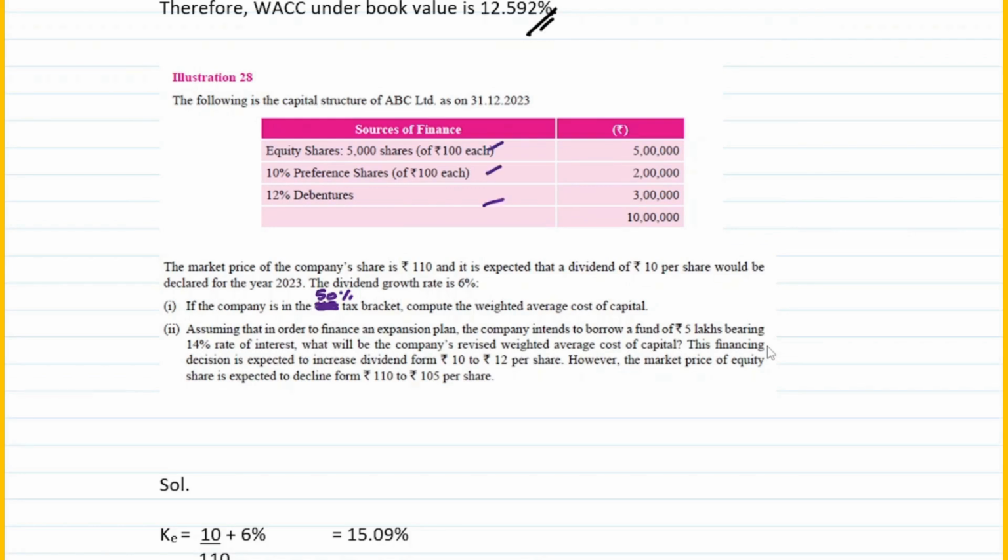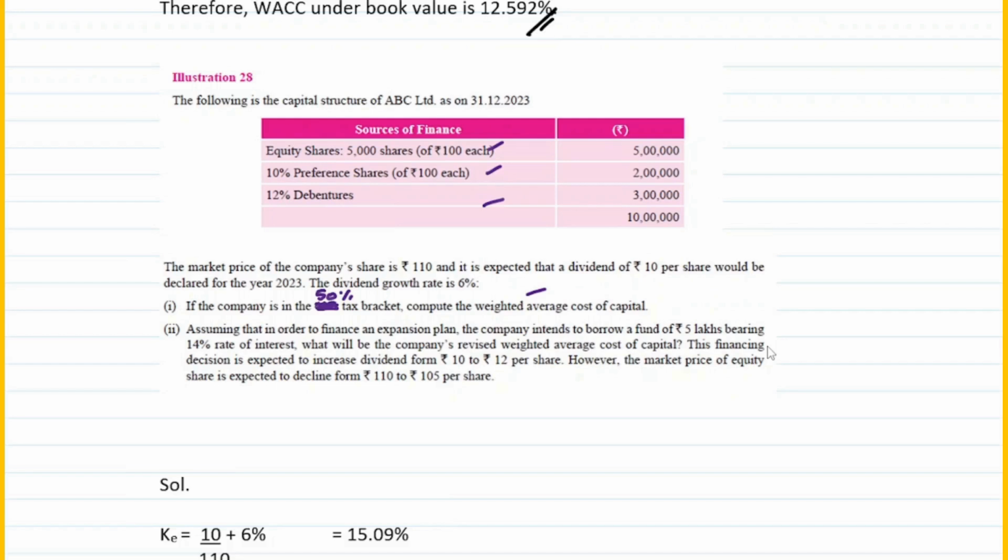They're saying that the market price of the company share is 110, and it is expected that a dividend of 10 per share would be declared for the year 2023, which means for the next year the dividend is going to be ₹10. And they've given the dividend growth of 6% in this case. What do we know? From this case, KE is equal to D divided by P plus G. Further, what are they saying? If the company is in 50% tax bracket, compute the WACC.